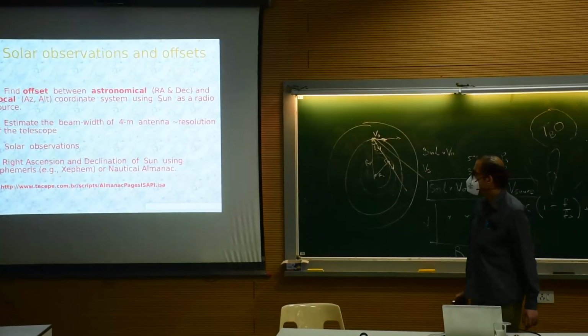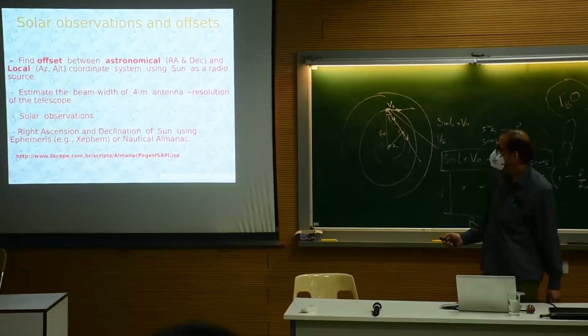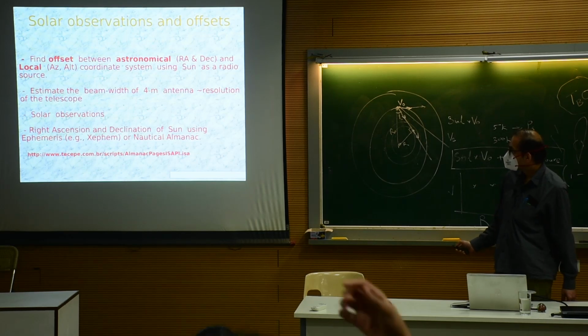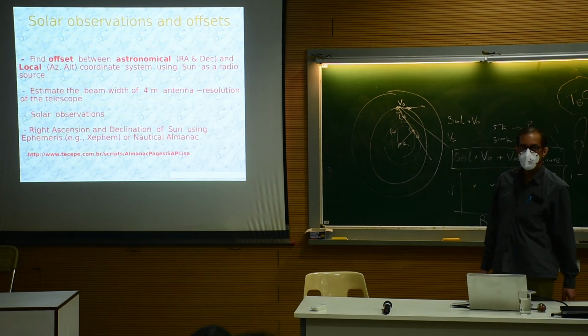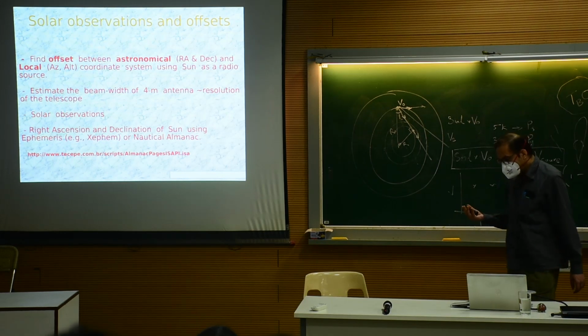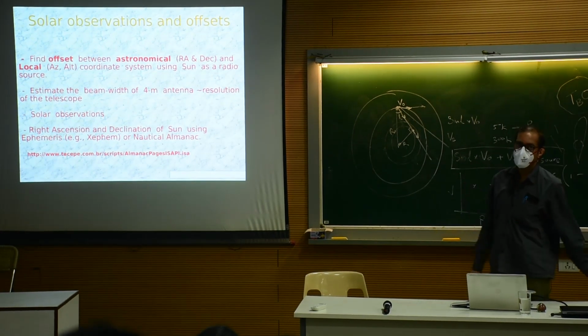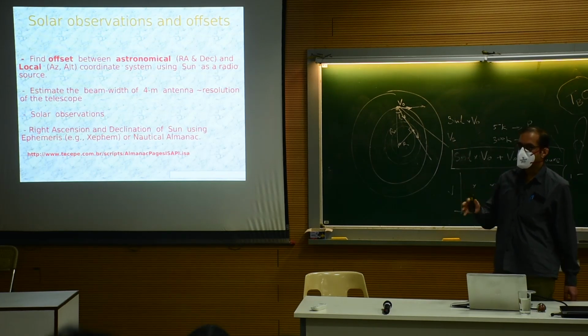So in solar observations, there are two aims. The first is to find the offset between the astronomical RA-Dec, which is converted to the local azimuth and altitude coordinate system, using the Sun as a radio source. The offset comes because the Sun is expected at a particular altitude and azimuth on a particular date at a particular time. You point the telescope according to your encoder, which shows the present elevation and azimuth of the telescope. You should get a peak there, but you don't.